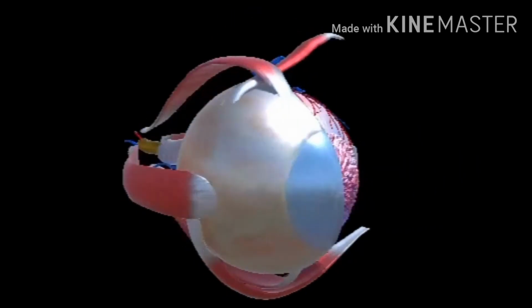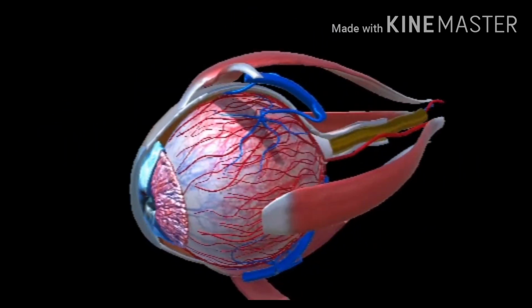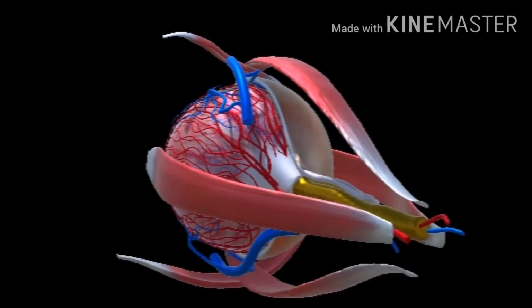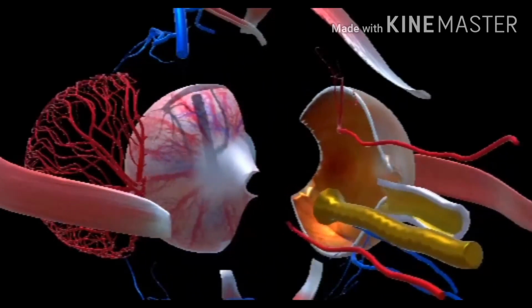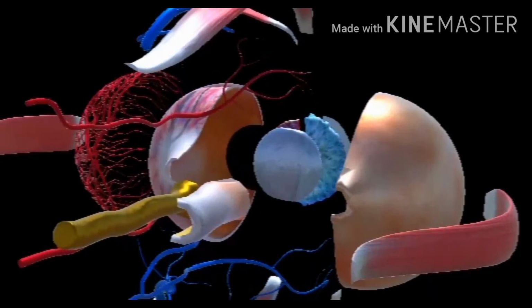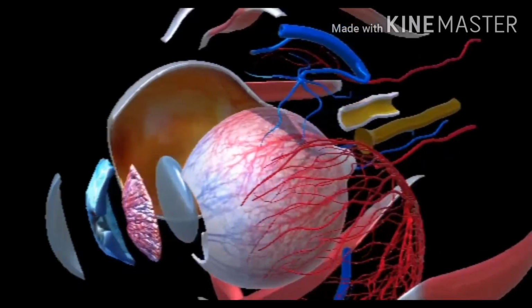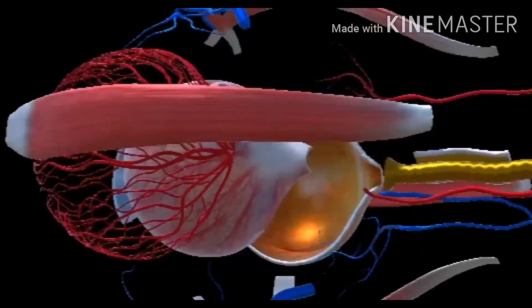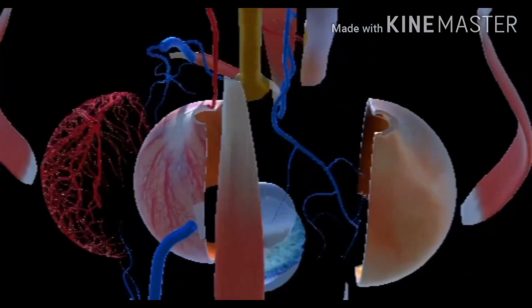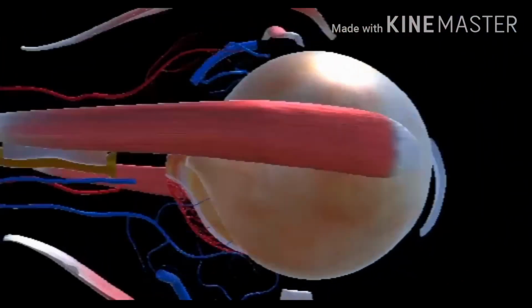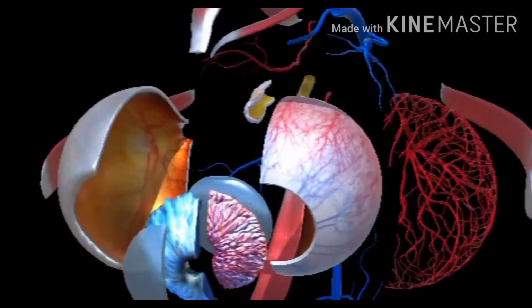And the choroid is a thin vascular layer between the sclera and the retina that supplies blood to the retina and conducts arteries and nerves to the other structures in the eye. Now you can see we have taken out all the parts of the eye, and you can really observe how the eye actually looks from the dissection point of view.